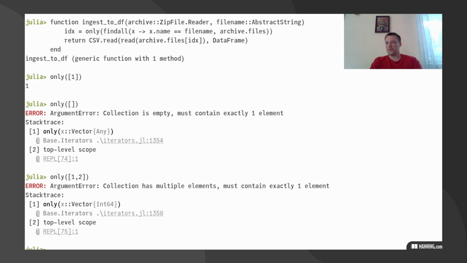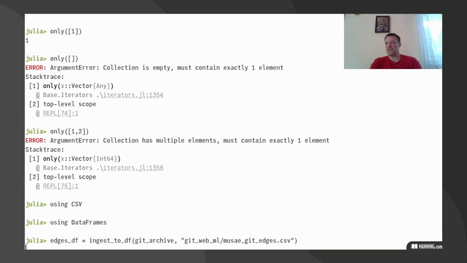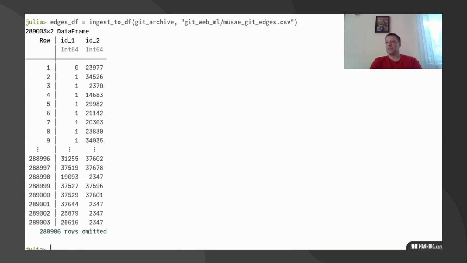First, what I need to do is to load the required packages for reading CSV files and loading data frames. So these are the CSV and DataFrames packages. And again, if you don't have them, you need to install them. And then I first load the edges data frame. From the git archive, I extract the git edges CSV, and we can see that this file has, as expected, almost 300,000 rows and 2 columns, ID1 and ID2, which give me a pair of developers that are friends.